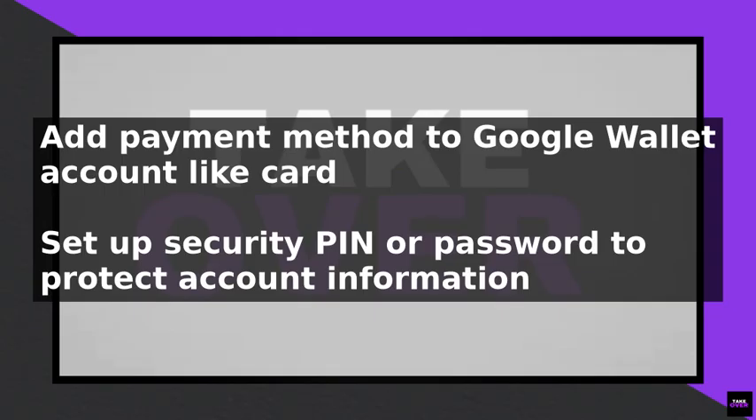To get the most out of your Google Wallet account, make sure to keep your payment methods and account information up to date, and use strong and unique security PINs or passwords to protect your account. By following these steps, you can easily create a Google Wallet account and start using it to make payments and store your loyalty cards and tickets. Remember to always keep your account information and security PINs or passwords confidential too. Protect your account from unauthorized access.